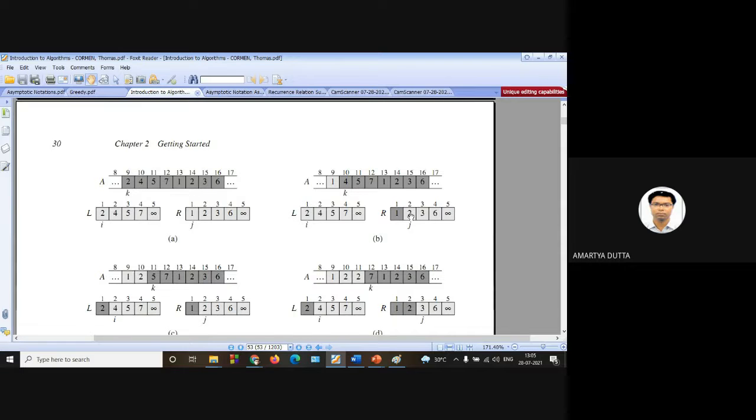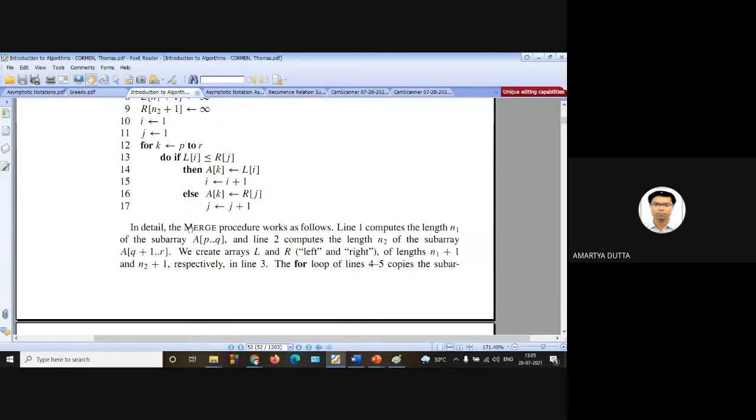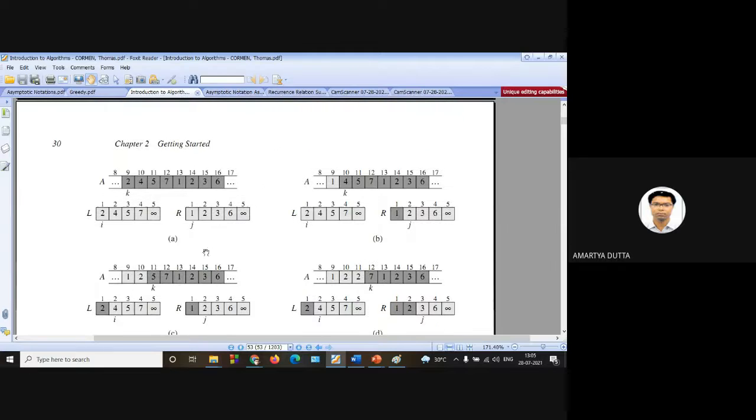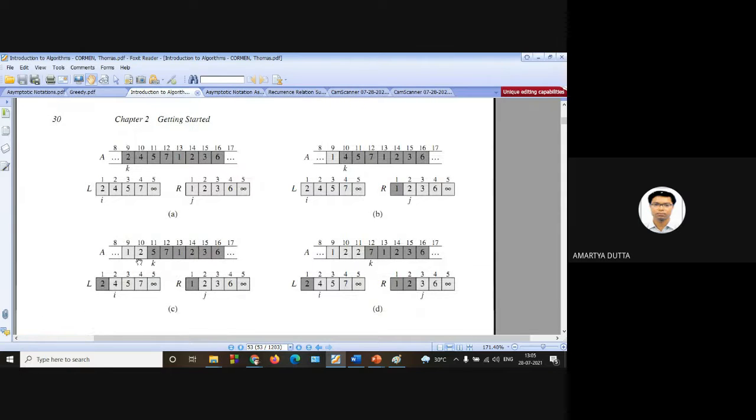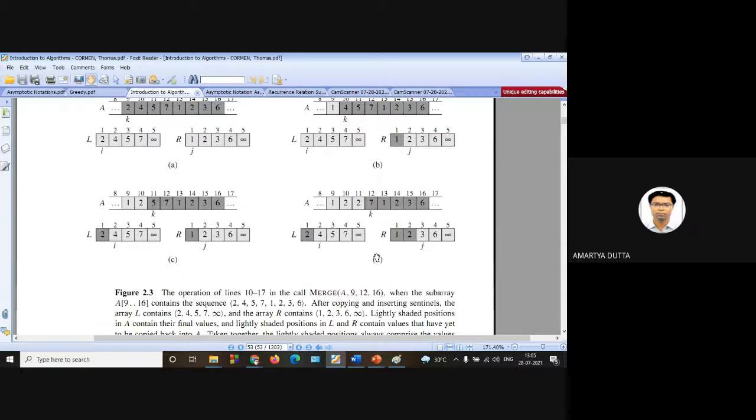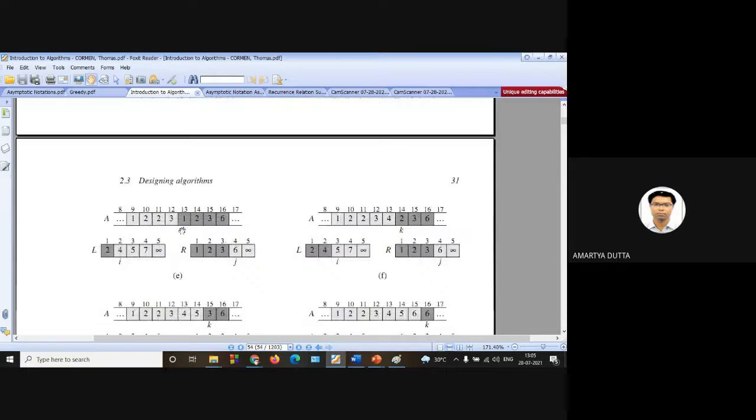Now 2 and 2, which one is smaller? It says that if Li is less than or equal to Rj, copy Li to A[k] and increment i. So this 2 is placed here in the original array, and we increment to 4. Now compare this 4 and 2. 2 is smaller, so copy this 2 here. Increment to 3. 3 and 4, which one is smaller? 3 is smaller, so copy this 3 here.